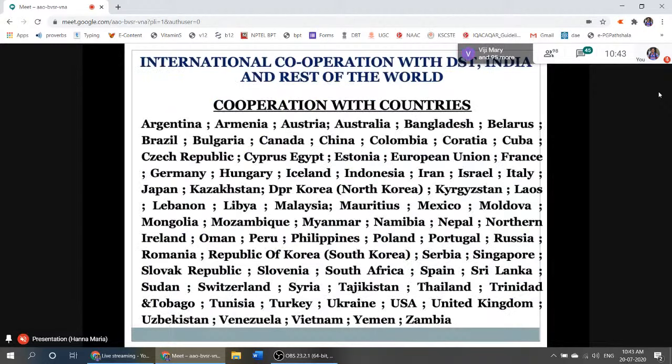I also wanted to emphasize the fact that the Government of India signed MOUs with a large number of countries, could be more than 100. Argentina, Armenia, Austria. My research group could get funding under this program, DST with the rest of the world. We had successfully completed DST Austria, DST Canada, DST China, DST Croatia. So we have lots of project support through DST.